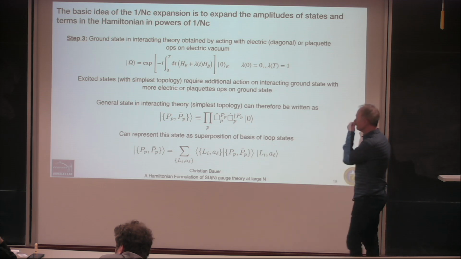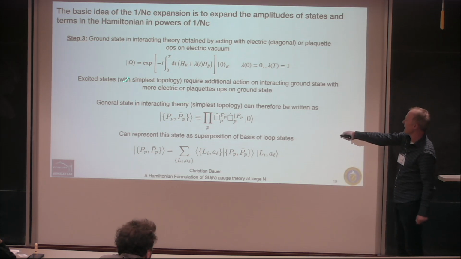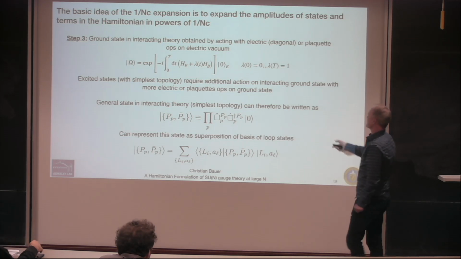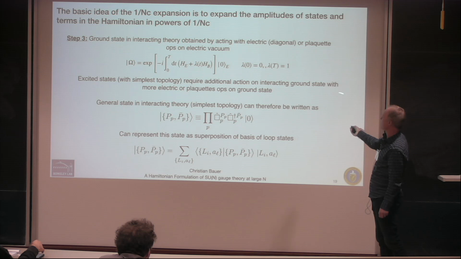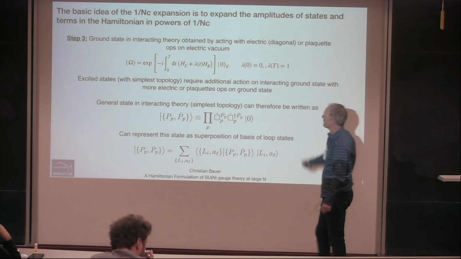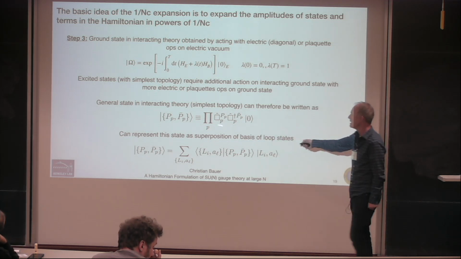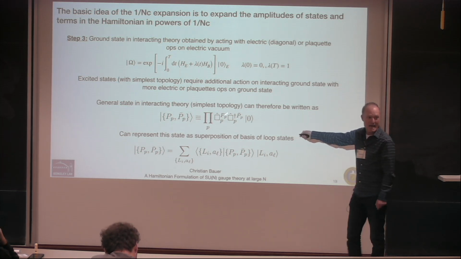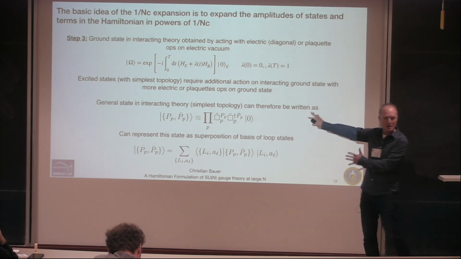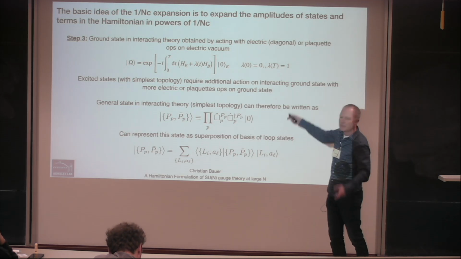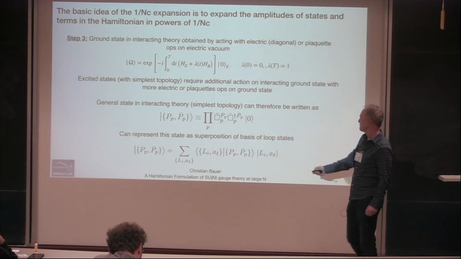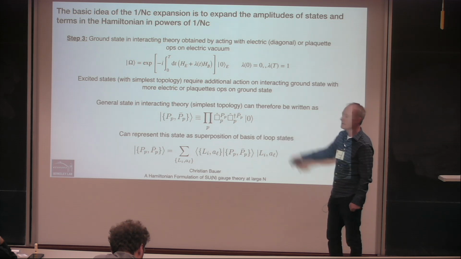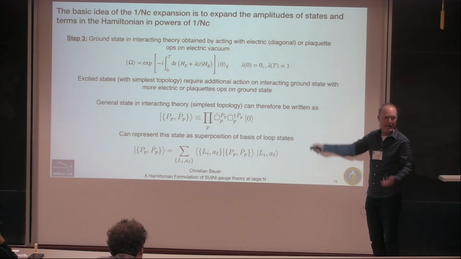This is what I'm saying here. The excited states with the simplest topology you can also get by acting on the interacting ground state with more electric plaquette operators. But let's not worry about this. So a general state in my theory can be obtained by acting with an arbitrary number of plaquette or plaquette dagger operators on the ground state, because that's all the Hamiltonian can give me, up to diagonal terms, which just change phases. Let me label this state by two numbers, P and P bar, and of course, for every plaquette, I have this.